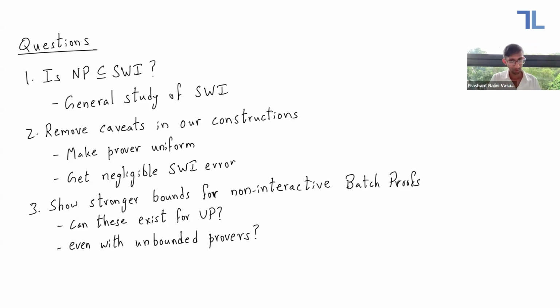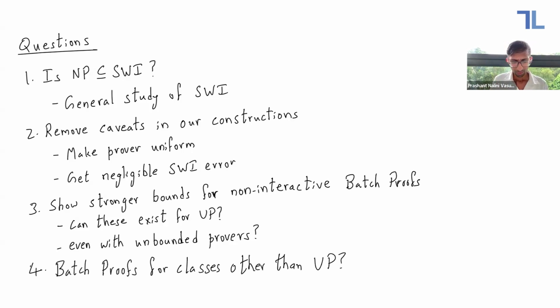Even with unbounded provers, it turns out, like in the UP case I was talking about earlier, the prover is actually efficient given the witness. But here, with unbounded provers, we still don't know how to get these non-interactive batch proofs. And finally, there's always a broader question: we have batch proofs for UP, can you get it for anything outside UP? We still don't know this, right? As I was saying in the beginning. These are a few interesting directions surrounding this work that we don't know answers to.